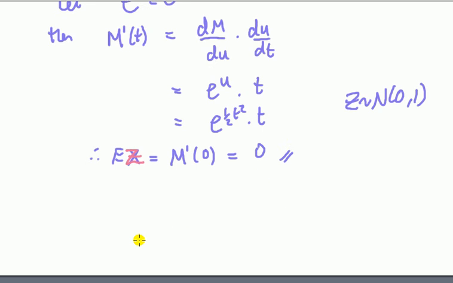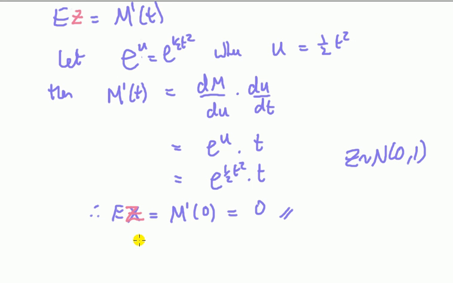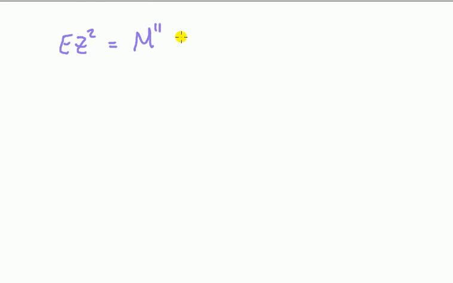First thing. Next thing, variance. So for that I need the second moment as well. The second moment, E of Z squared, is going to be the second derivative of the moment generating function evaluated at 0. But we already found the first derivative. The first derivative is this. So I have to differentiate again.